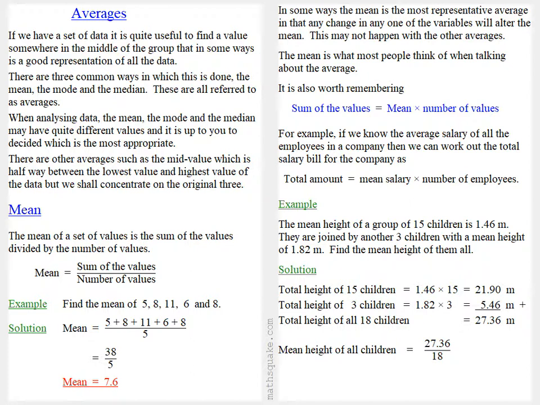So the mean height of all the children is 27.36 divided by the number of children, which is 18, and that gives us 1.52 meters. So we have a mean of 1.52 meters.